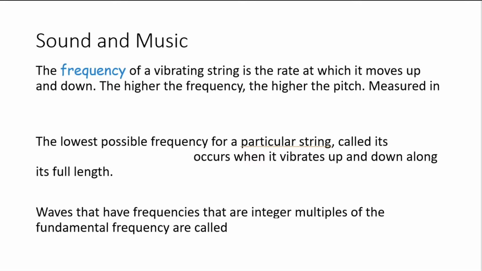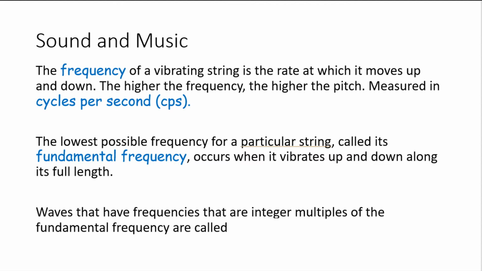The frequency of a vibrating string is the rate at which it moves up and down. The higher the frequency, the higher the pitch. It is measured in cycles per second, abbreviated CPS. The lowest possible frequency for a particular string, called its fundamental frequency, occurs when it vibrates up and down along its full length. Waves that have frequencies that are integer multiples of the fundamental frequency are called harmonics.